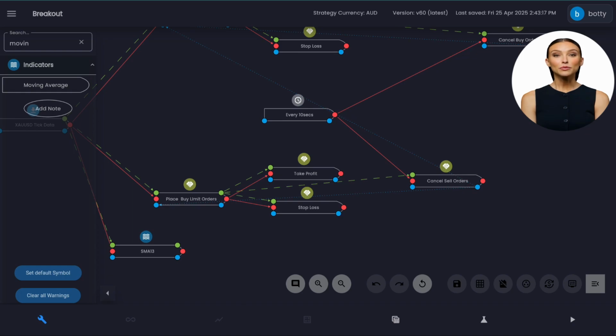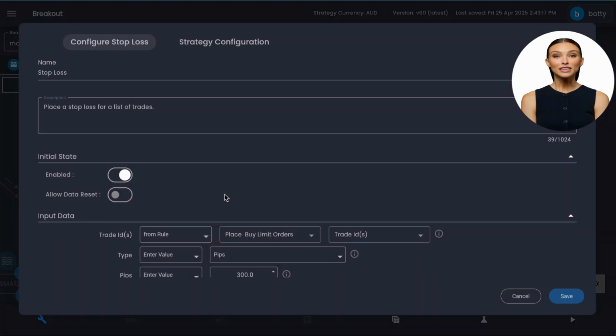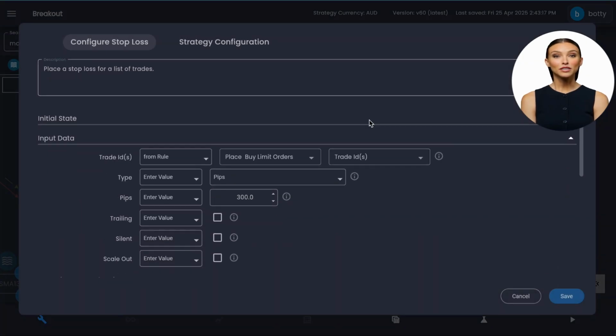In this video, we'll explore the stop-loss rule, which, as you might expect, allows you to set a stop-loss for one or more trades. Let's start by configuring the rule input data fields. The Trade IDs field references the trades for which we want to set a stop-loss. Trade IDs are a list of one or more unique identifiers for trades and are output by rules such as place trades, trade collector, or filter trades.